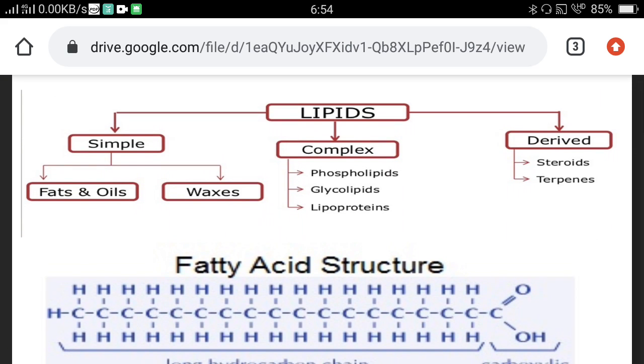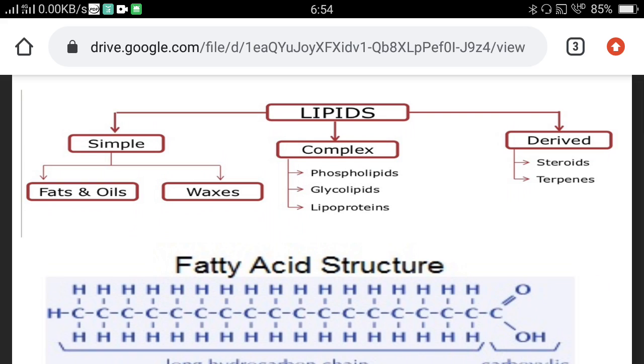There are three types of lipids: simple lipids, complex lipids, and derived lipids. Simple lipid examples are fats, oils, and waxes. Complex lipids: phospholipids, glycolipids, and lipoproteins. Derivatives: steroids and terpenes.